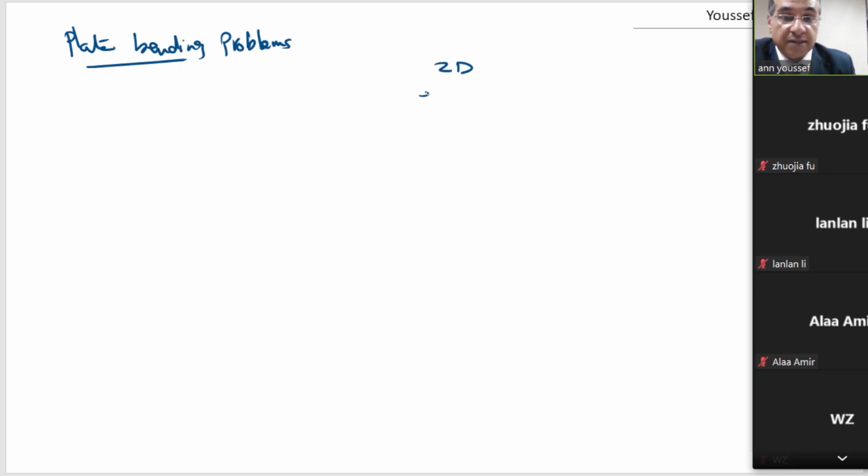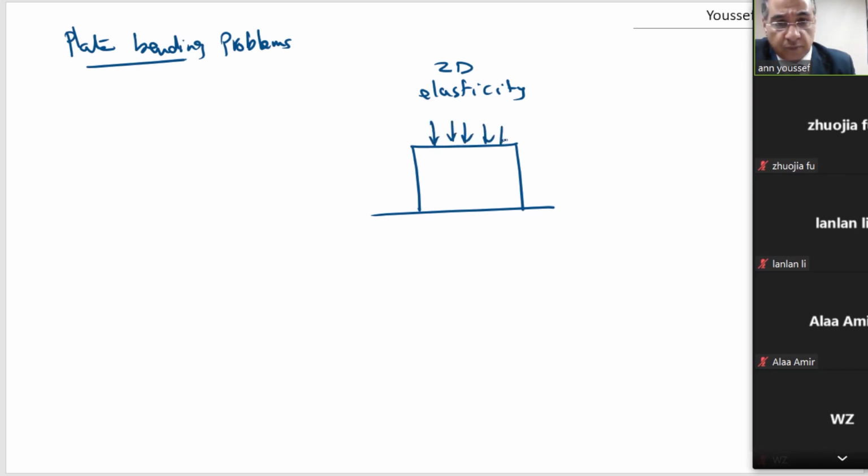When we have 2D elasticity, we have our problem like that, and the load is in plane loading. We have in plane loading. So this is the plane of the problem. So we have in plane loading. In plane loading, this results only at any point into two displacements, U1 and U2.